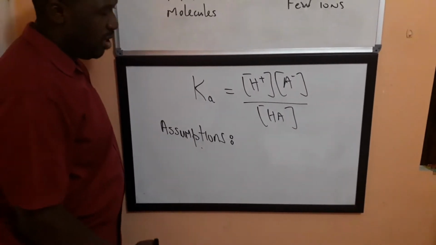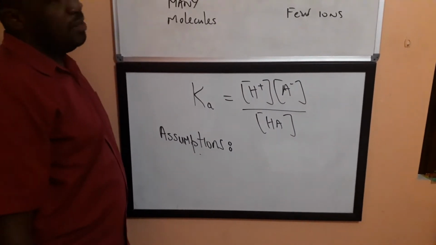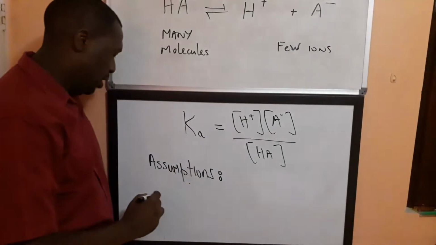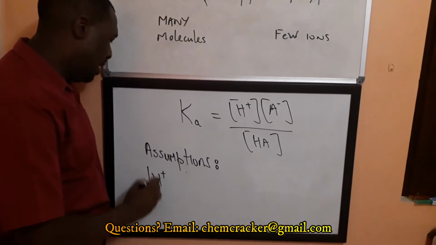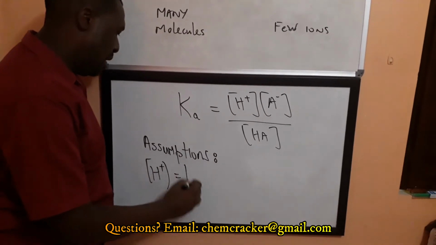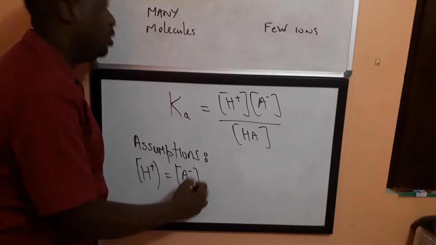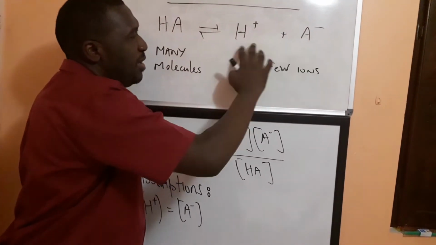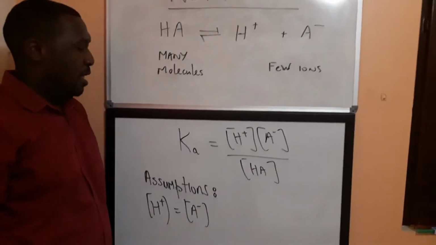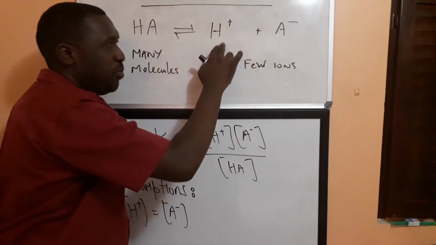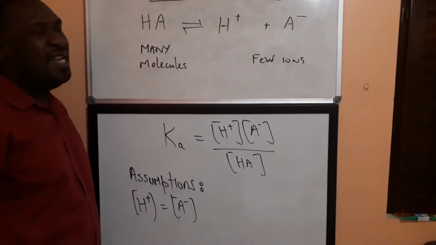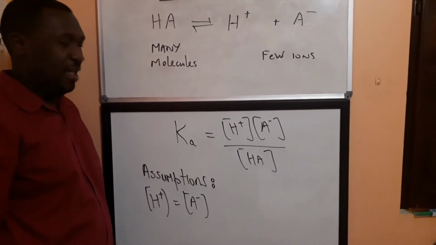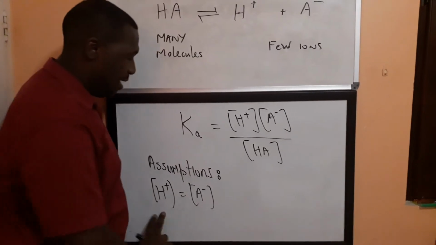Now we can make a couple of assumptions. First assumption we can make is that the H plus concentration will be equal to A minus concentration. And we can make that assumption because it's a 1-to-1 ratio here for the dissociation. But the real reason why I can make that assumption is that the H plus ions produced from water is negligible because water is only slightly ionized. So we can make this assumption.